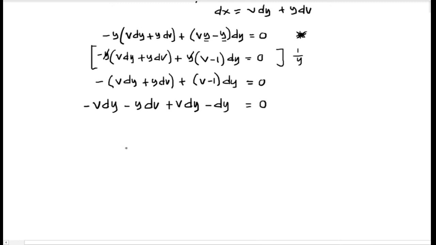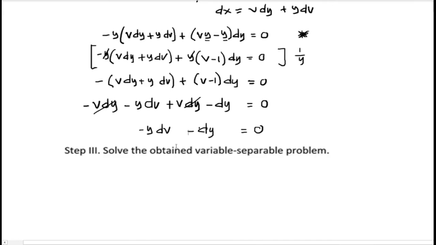Then we are going to group the dy term. As you have noticed, you have here negative v dy, and you have positive v dy. So these are cancelled. And the remaining is negative y dv and minus dy is equal to 0. So our homogeneous equation is now converted into a variable separable problem. For step 3, solve the obtained variable separable problem. This is our variable separable problem. We have here negative y dv minus dy is equal to 0.